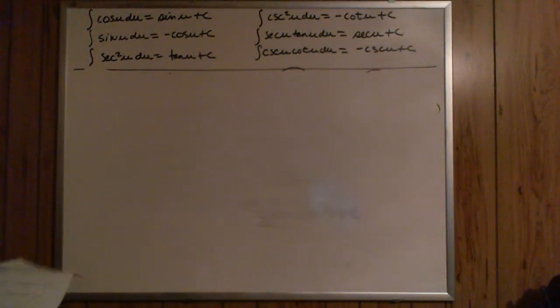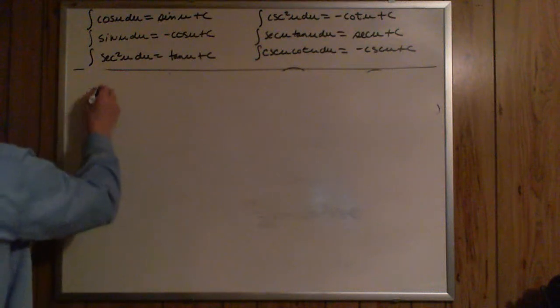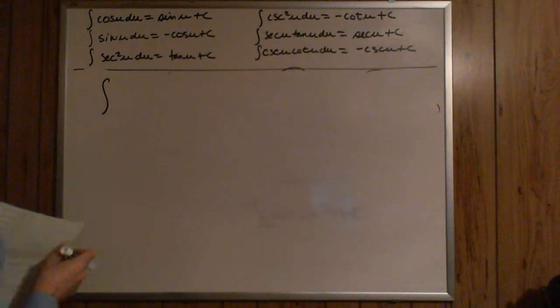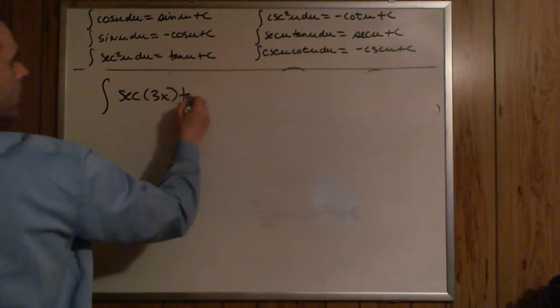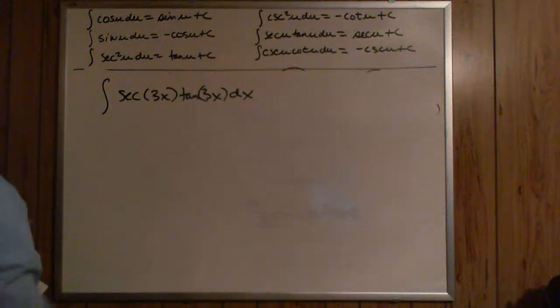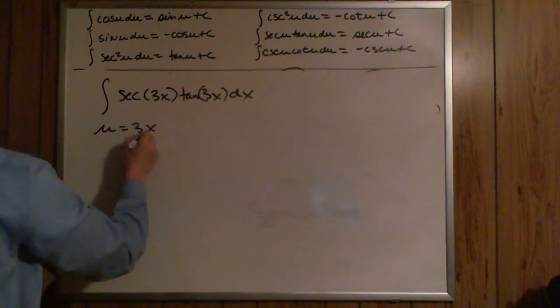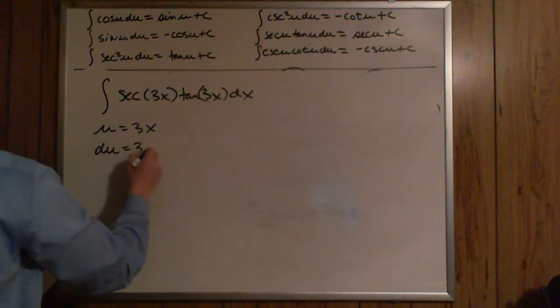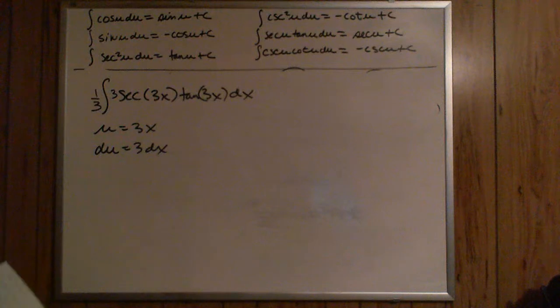Suppose we have the indefinite integral of secant 3x tangent 3x dx. So it looks like it's going to be of this form. So if I let u be equal to 3x, du would be equal to 3 dx. Put a 3 in, take out a 1/3.